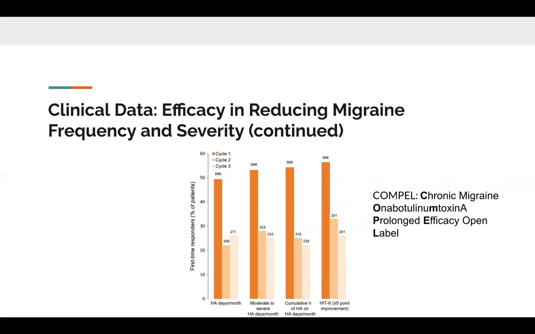There appeared to be a bit of a diminishing return upon the third treatment cycle. The headache days per month actually increased slightly from 249 to 271. This is a typo in the paper, in the figure actually.